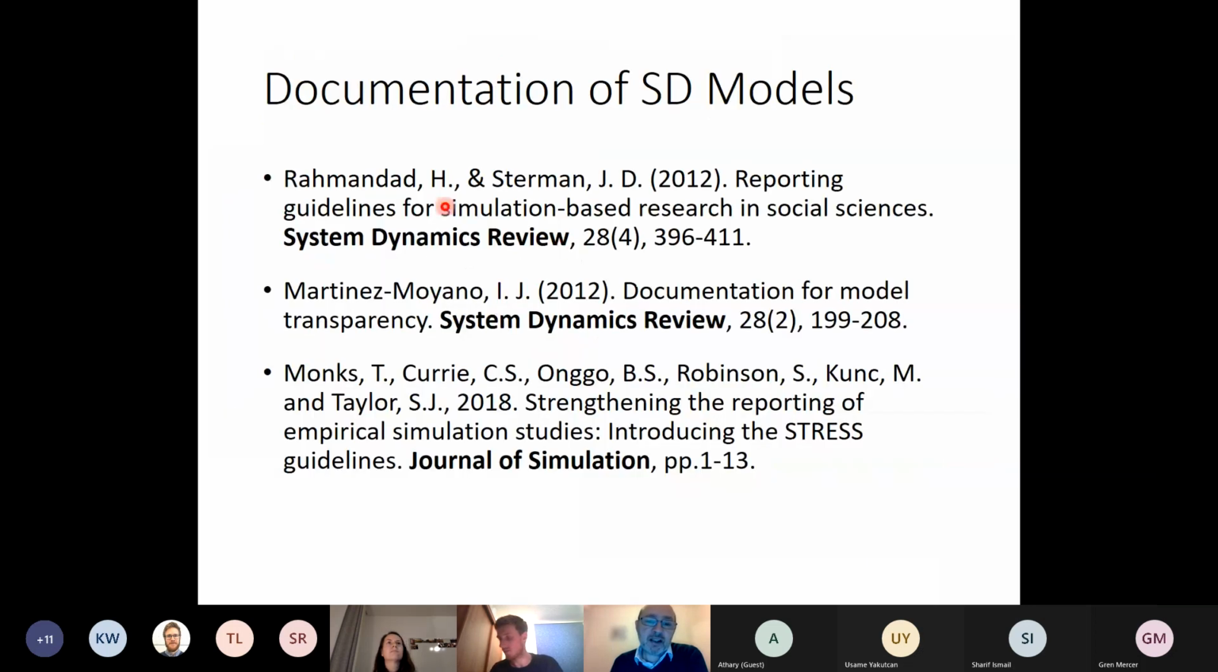There is some documentation of system dynamics models. It would be good if you look a little bit more at how you present models.